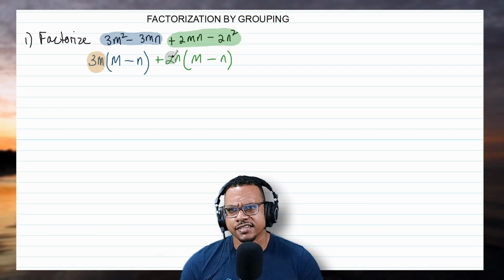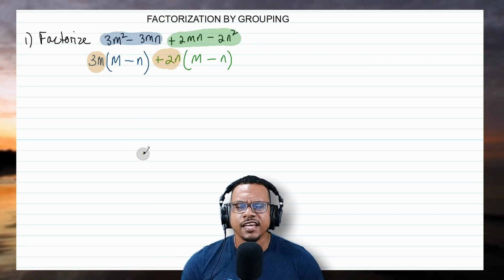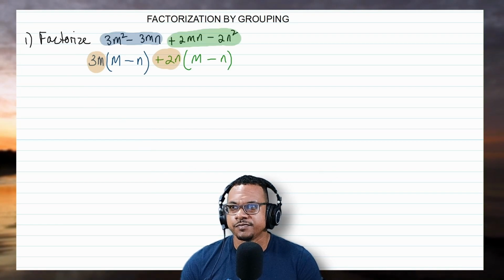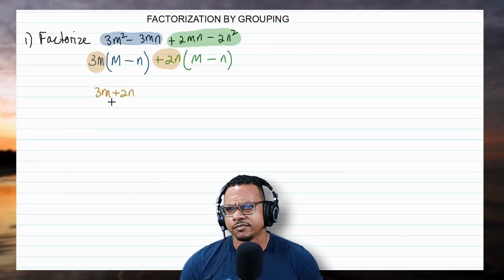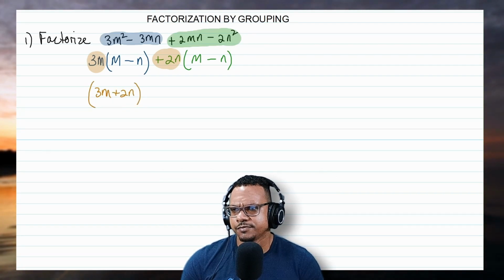Now, what we're going to do here is we're going to look at the terms on the outside, this 3m and this positive 2n, and we're going to put that in brackets. So I'm going to write 3m plus 2n. Right, put that in brackets.